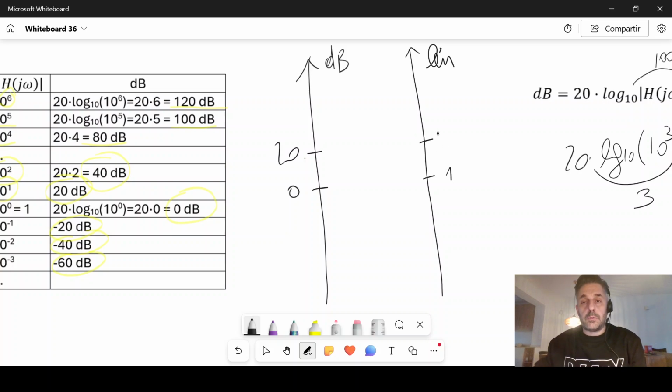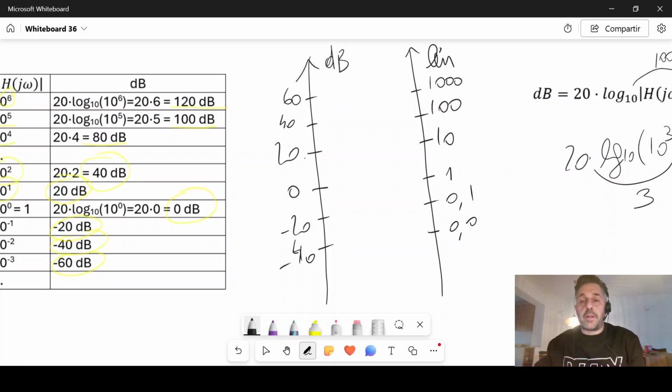20 corresponds to 10. 40 to 100, and so on. 60 to 1000, and so on. Minus 20 is 0.1, and so on. So this is basically a graphical representation of this table here.